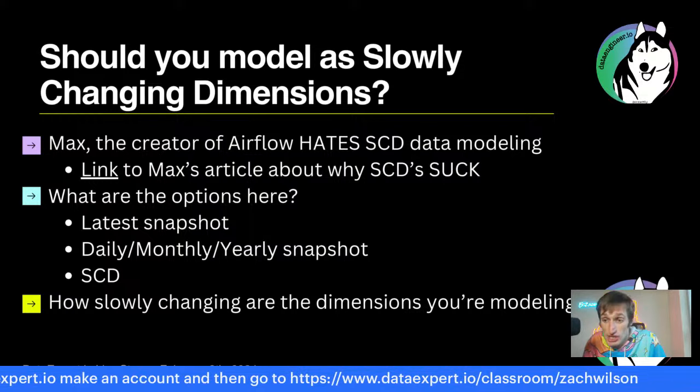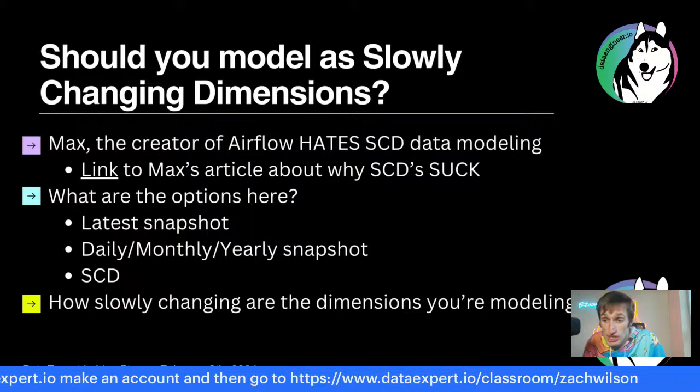So let's talk about the three ways that you can go, right? You can do latest snapshot, which is terrible, right? Latest snapshot is not idempotent because if you use the latest snapshot for your dimension, when you backfill, it's going to be wrong. You can do daily, monthly, yearly snapshot. That's going to be better. That's an option that is very idempotent.